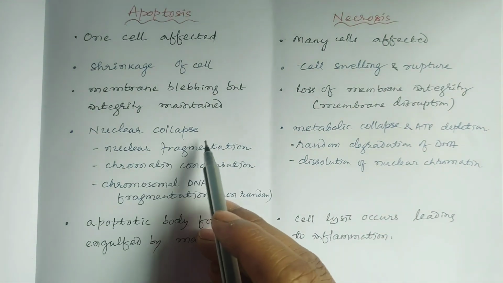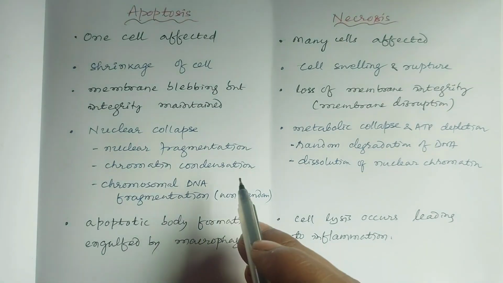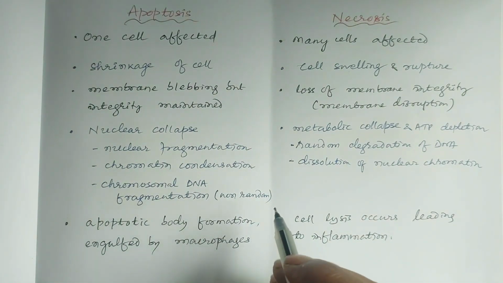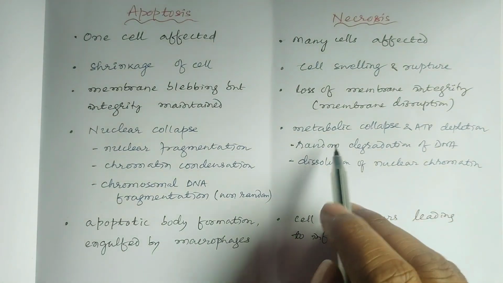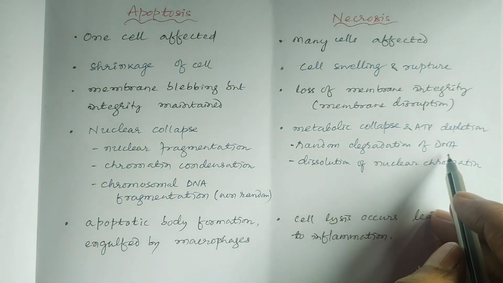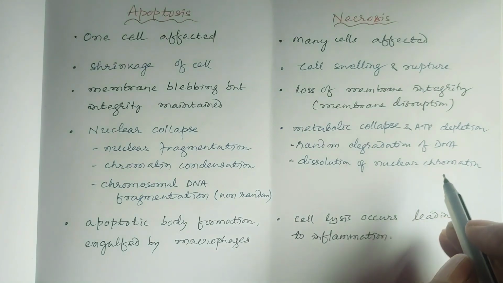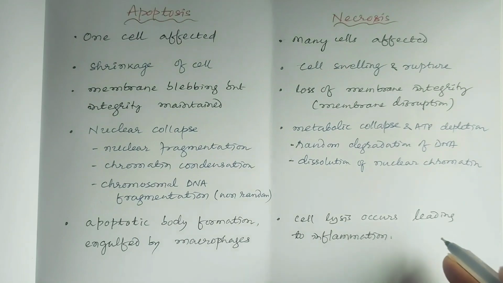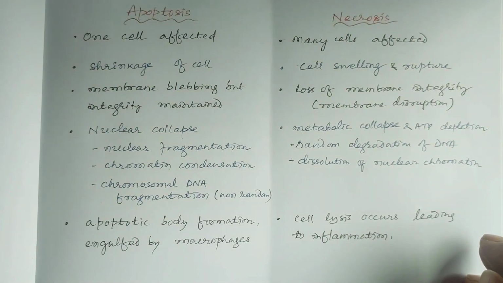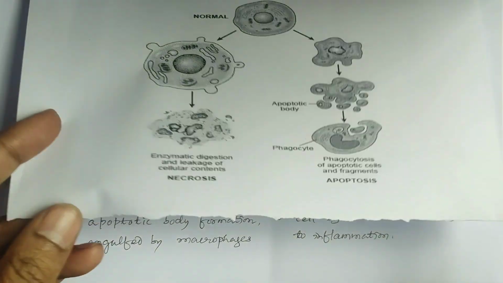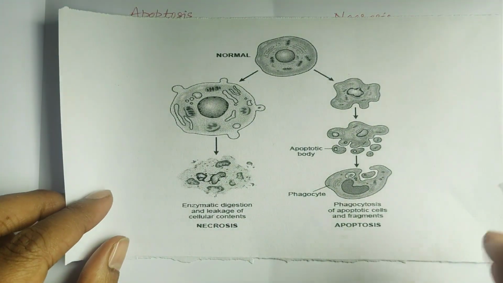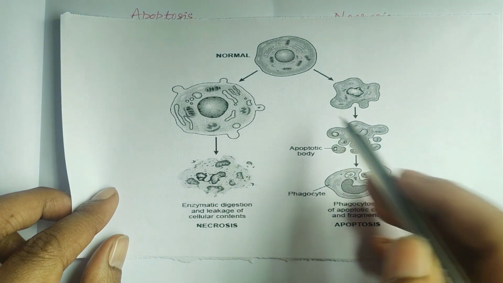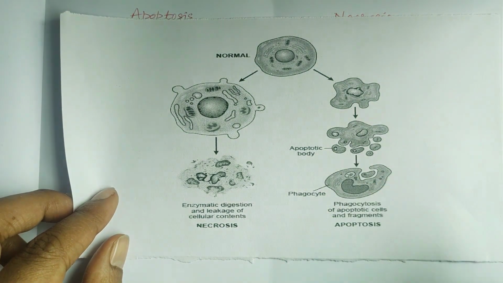There is nuclear collapse, nuclear fragmentation, chromatin condensation, and chromosomal DNA fragmentation in apoptosis, but it is non-random. Whereas in necrosis, there is random degradation of DNA, dissolution of the nuclear chromatin, and also metabolic collapse and ATP depletion. In apoptosis, there is formation of apoptotic bodies which are engulfed by macrophages, whereas in necrosis, cell lysis occurs, leading to the leakage of the contents and inflammation. In apoptosis, there is blebbing and formation of apoptotic bodies.